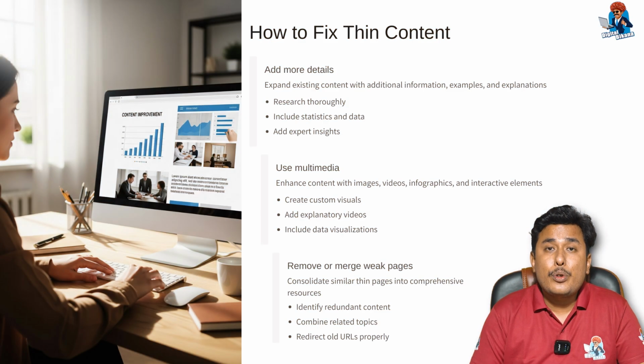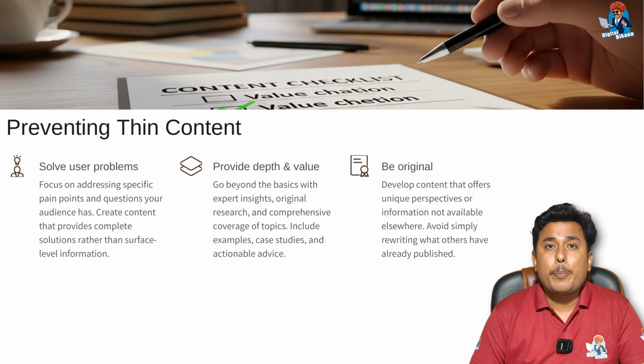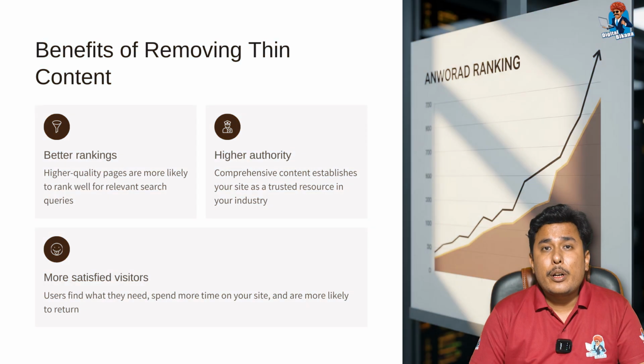Expand pages with more useful details. Add original research, include images and videos, and remove or merge low-value pages to improve quality. Before publishing, ask, does this content solve the user's problem? Focus on depth, originality, and accuracy to ensure every page provides value. Removing or improving thin content boosts your site's overall authority, improves ranking, and enhances the user experience.